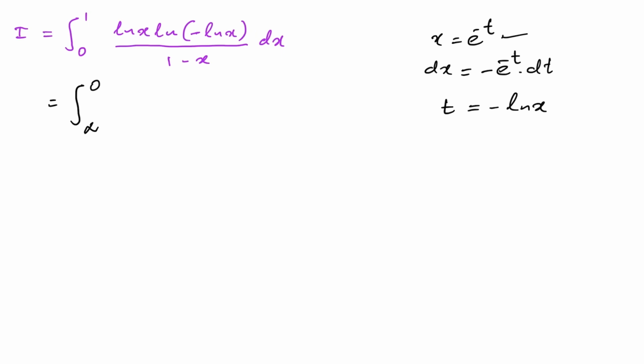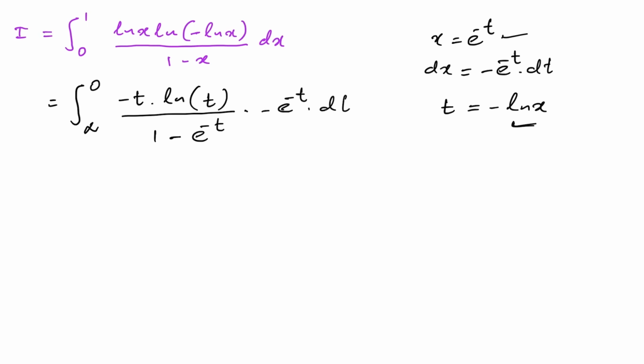Now natural log of x, we know natural log of x is equal to minus t. So we have minus t times natural log of minus natural log of x. Again we have t. So here t over 1 minus x. So 1 minus x we know is 1 minus e to the minus t, and dx is equal to minus e to the minus t dt. Okay, then this minus sign gets cancelled, it will be plus. So we can take the minus sign as a factor. Then we can change the upper limit and lower limit, 0 to infinity.